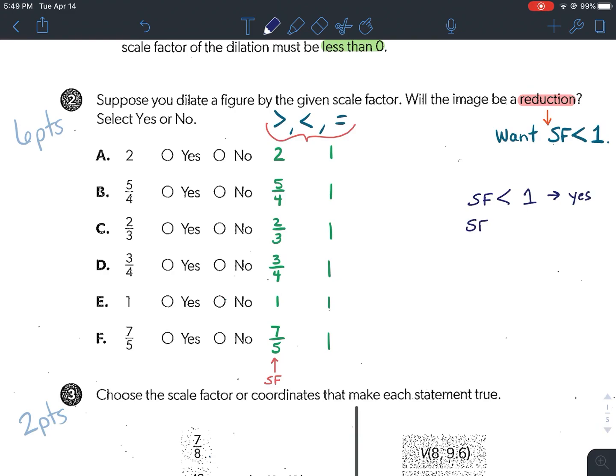If your scale factor is equal to 1, your answer will be no. If your scale factor is greater than 1, your answer will be no.